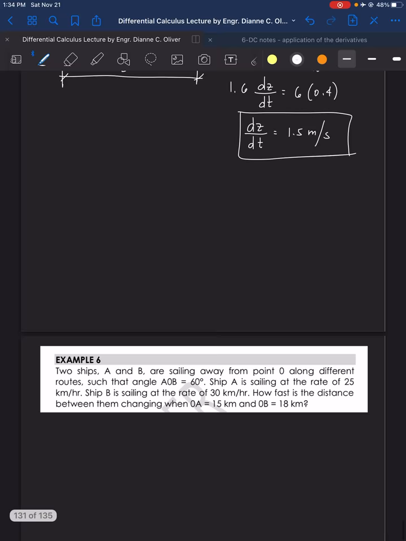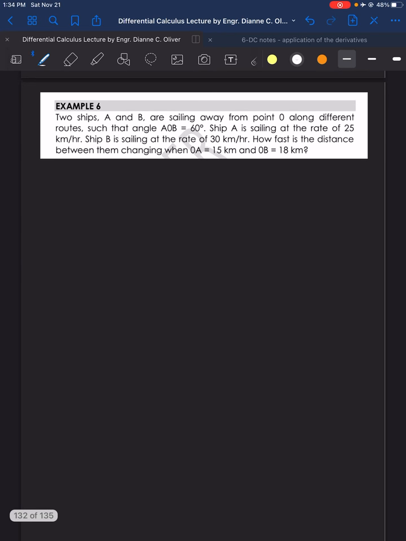Next, let's solve for the example number 6. Two ships, A and B, are sailing away from point O along different routes such that angle AOB is equal to 60 degrees. Ship A is sailing at the rate of 25 kilometers per hour. Ship B is sailing at the rate of 30 kilometers per hour. How fast is the distance between them changing when OA is, or the distance OA is 15 kilometers and the distance OB is 18 kilometers.